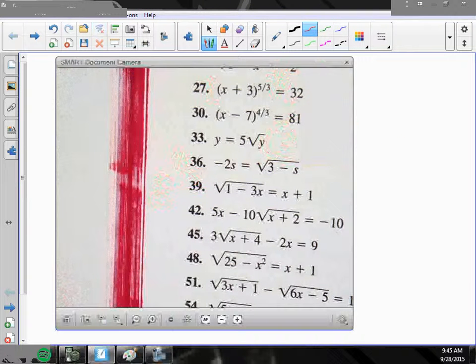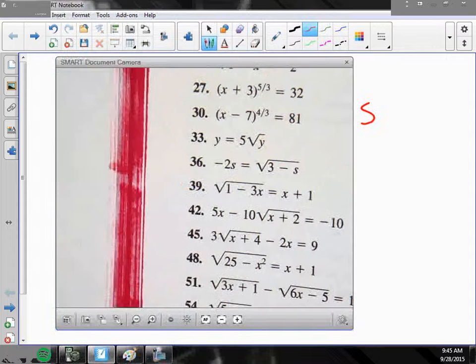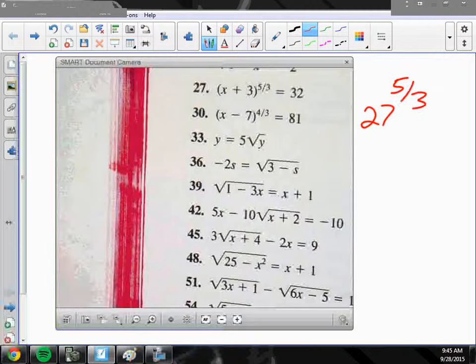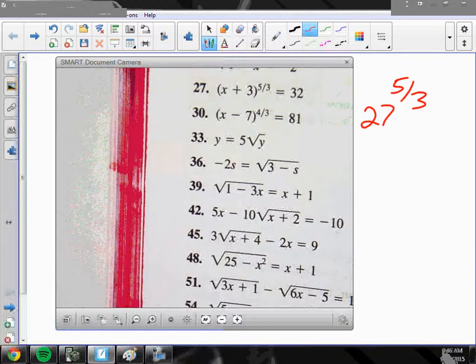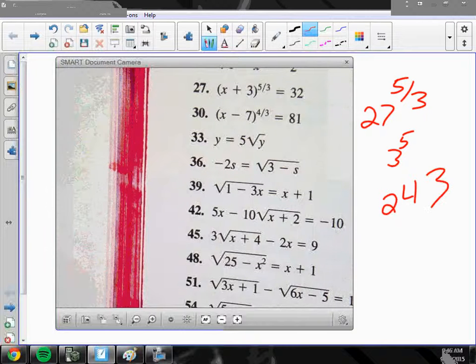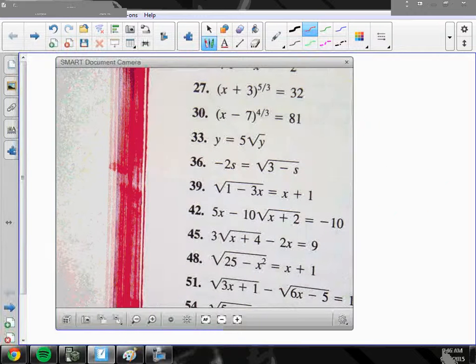So if I had something like 81, no, let's not do that. What about 27 to the 5/3? What would that be? Does 27 divide into 3 equal groups? So the answer is 3 to the 5th, so 81 times 3, which is going to be 243. All right, 29.